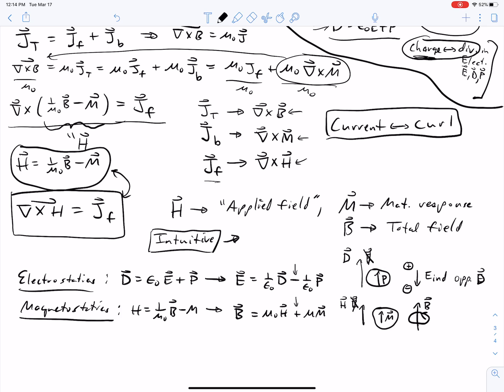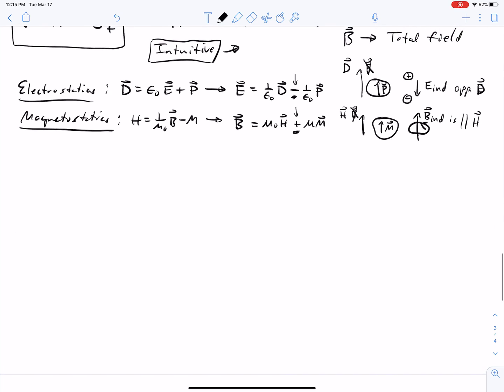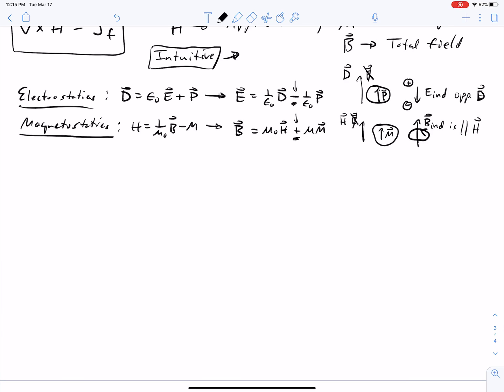So we have the applied field, which magnetizes the material, but now the induced B field is parallel to H. That's why in one case we have a positive sign, whereas in the other case we have a negative sign. I just want you to notice that, because the magnetization increases the overall B field, whereas here the electric polarization decreases the overall electric field. Okay, so let's see what we can do.